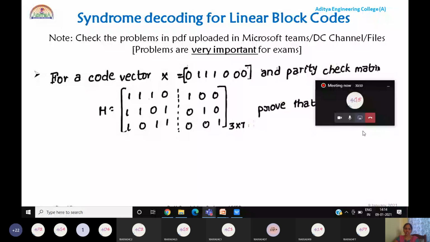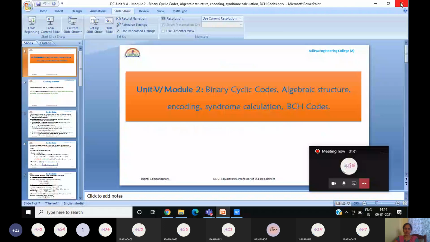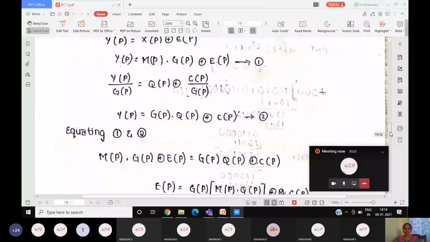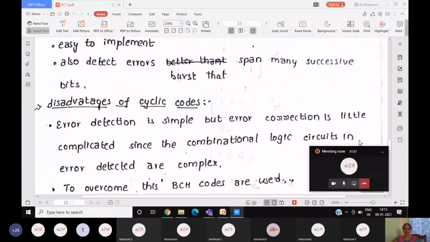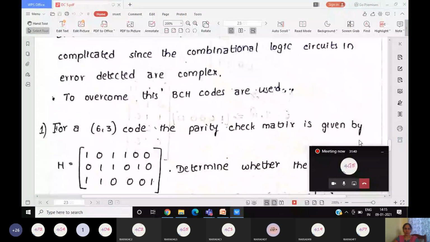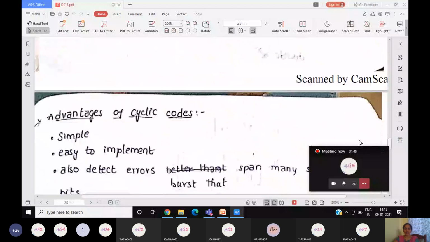This type of model problem you will get in the examinations. This is all about the first module, and you will have many problems. You can go through the PDF given to you. After the concept of cyclic codes, I have mentioned various model problems. Please see the PDF available in Teams. After cyclic redundancy check, I have given some problems related to linear block codes. After completion of BCH codes, Bose, Chaudhuri and Hocquenghem codes, I have given a few more examples related to the first module. You can see the PDF, that is page 23.